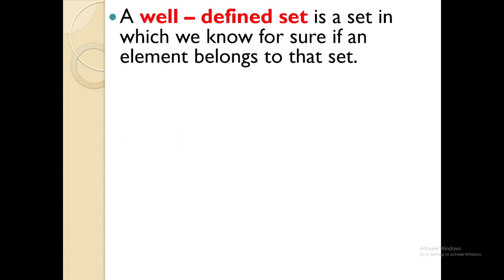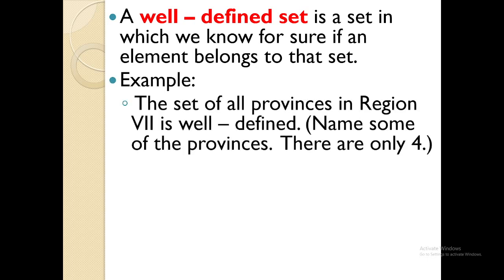A well-defined set is a set in which we know for sure if an element belongs to that set. So as I mentioned a while ago, a set is a collection of objects. It is well defined if you know for a fact, then you are very sure that that element belongs to that set. Example, the set of all provinces in Region 7. It is well defined. Why? Because we can name the provinces and there are 4. Who can give me one of the 4 provinces of Region 7?